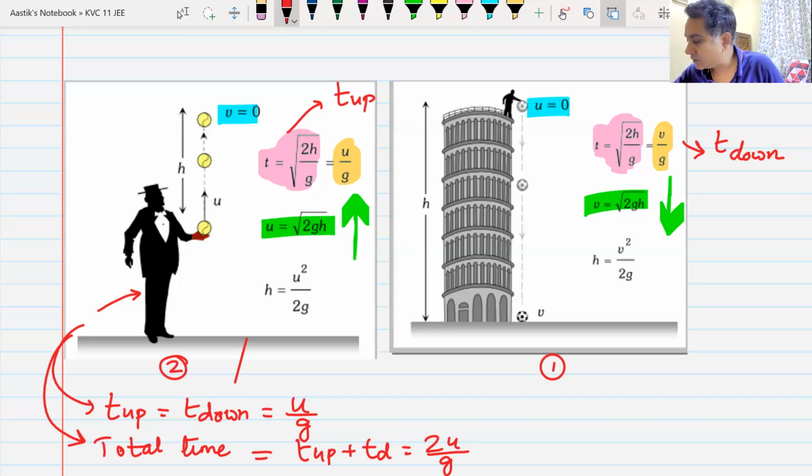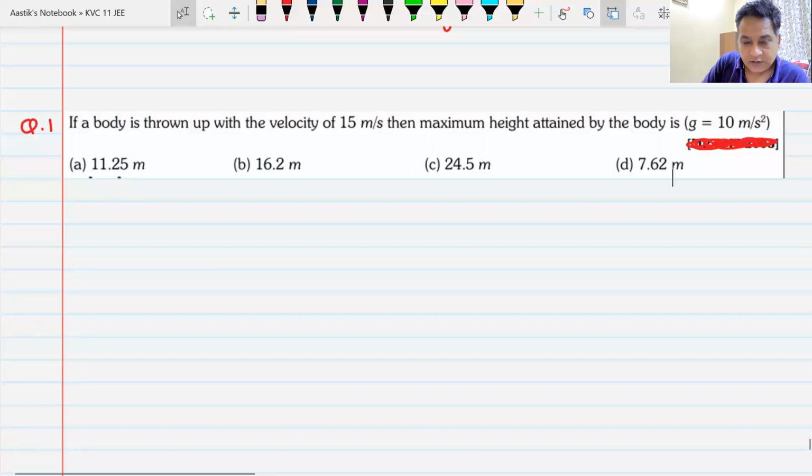Let us solve this question and see how we are going to do this. A body is thrown vertically up with a velocity of 15 meter per second. What is the maximum height attained by the body? The value of g is given as 10 meter per second square.